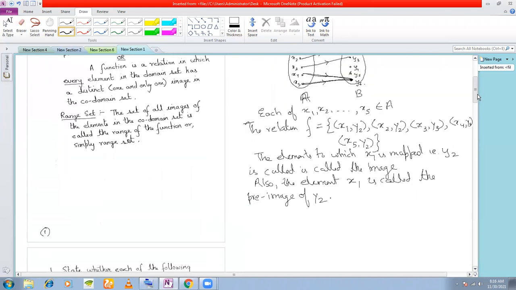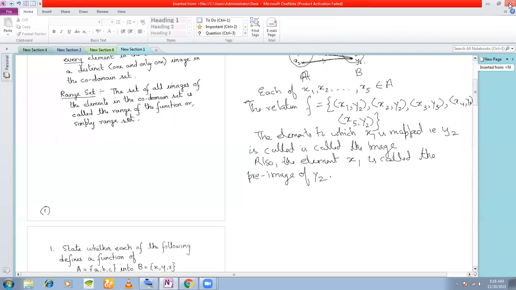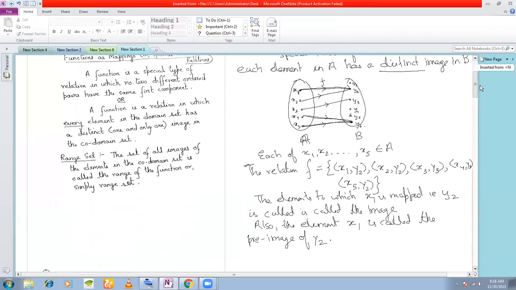Okay, now let's move on. There's one more definition, which is called the range set. Now, what is the range set? If you see what elements are mapped here in the set B, you see that element Y2 is mapped, Y3 is mapped and Y6 is mapped. These elements form a set. This set of images Y2, Y3, and Y6 is called the range set.